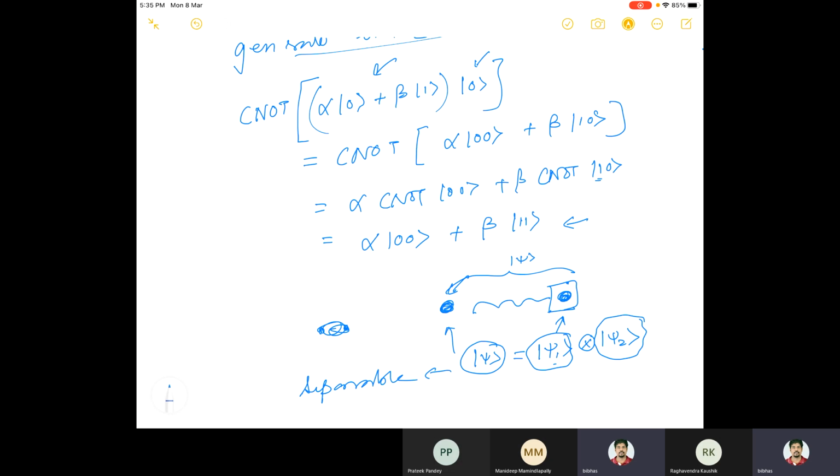And here is such an example. Here you see this state cannot be written in this form unless, I mean, if alpha and beta are both non-zero, then this can never be written in this particular form. So any such state is always entangled. So this cannot be factored.